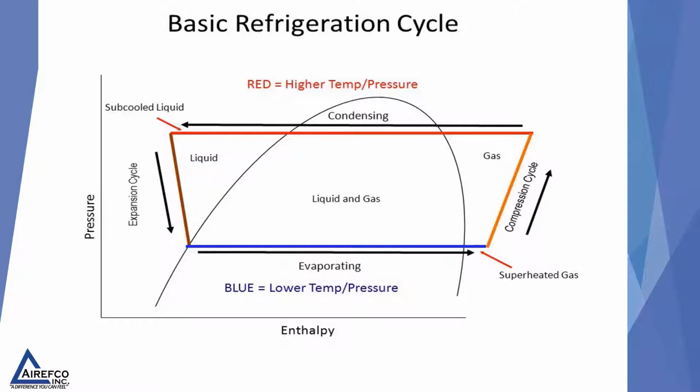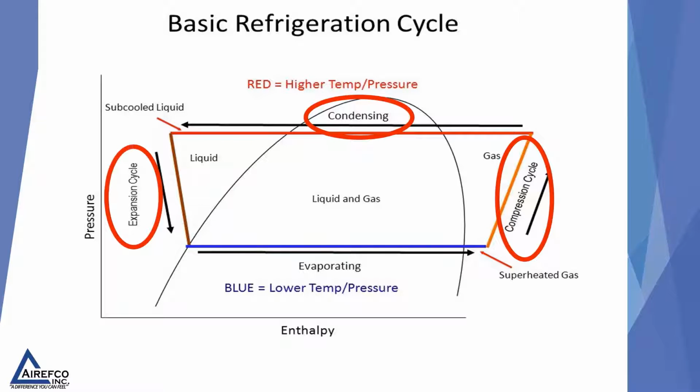So in plotting the refrigerant cycle on a pH chart, we start with the compressor, the compression cycle. Then we move into the condenser coil, then to the expansion valve, then through the evaporator coil and back to the compressor. We can also plot our subcooling and our superheat on a pH chart.